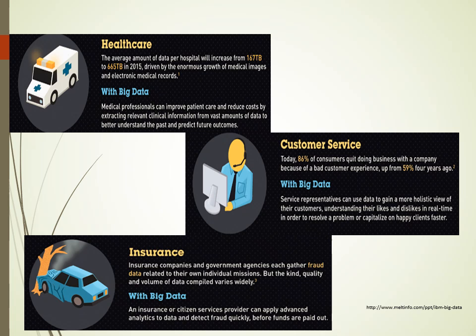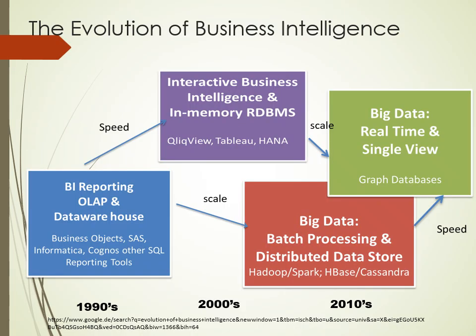Insurance companies and government agencies each gather fraud data related to their own individual missions, but the kind, quality, and volume of data compiled varies widely. With big data in insurance or citizen services, providers can apply advanced analytics to data and detect fraud quickly before funds are paid out.